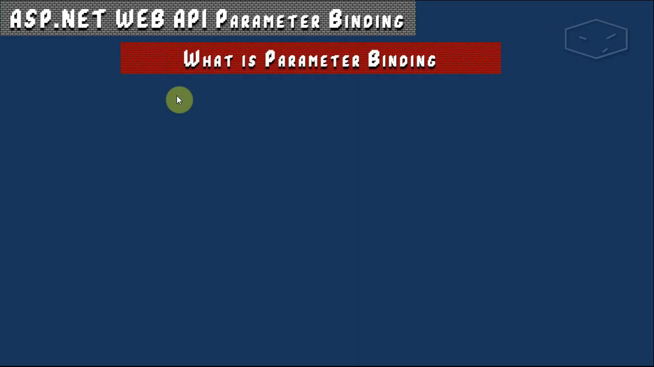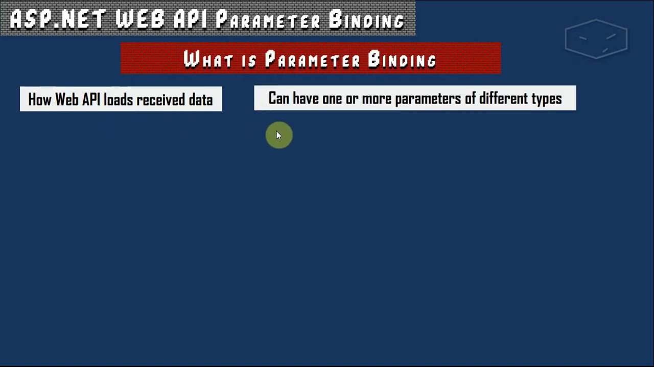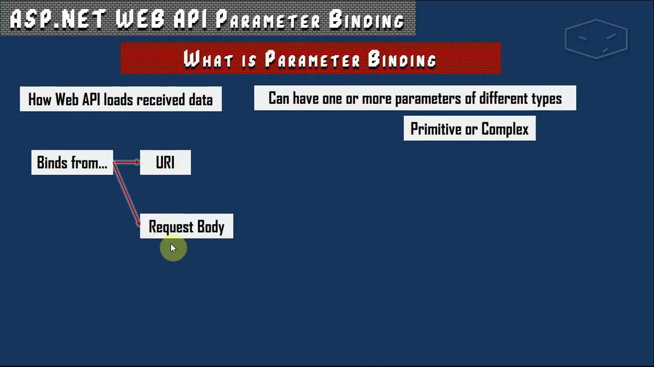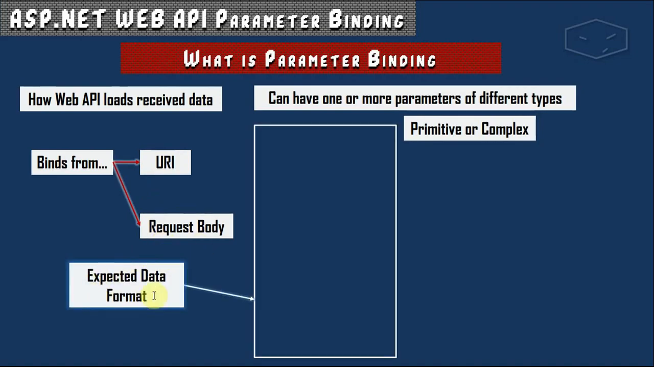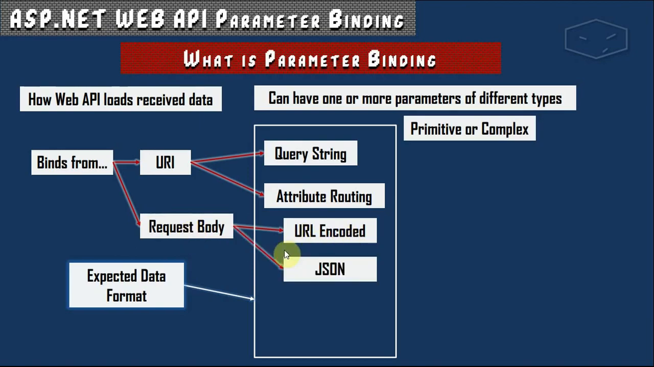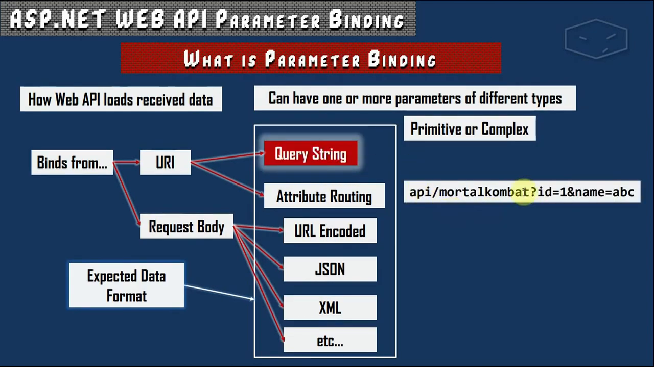The first topic is what is parameter binding, and it is how Web API loads received data, and it can load one or more parameters of different types, complex and primitive types, and it binds from URI and request body. Also, it expects data formats like query strings for URI and attribute routing, for request body URL encoded, JSON, XML, and other types, okay? An example of query string will be something like this.